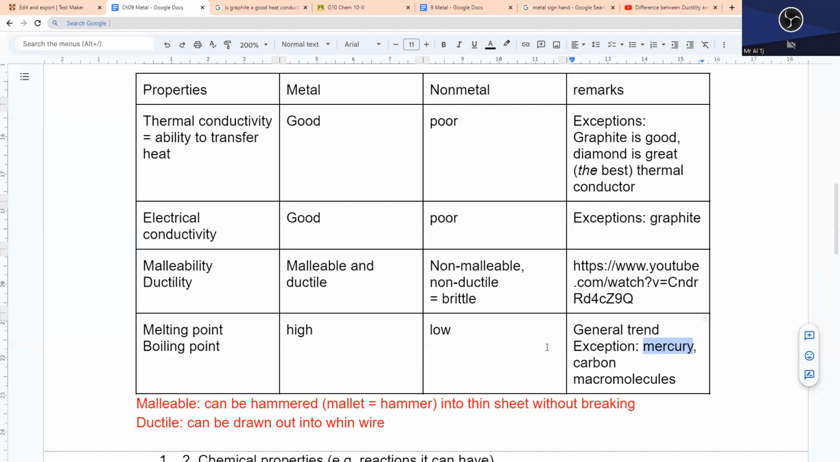About the non-metal here, most non-metals have low melting and boiling points, except for macromolecules. Macromolecules of non-metals are going to have a high melting and boiling point. A very good exception, as usual, is carbon. Carbon macromolecules, such as graphite and diamond, will have a high melting and boiling point. In fact, diamond, besides being the hardest substance known to humans, also has the highest melting point. It actually doesn't melt. It is going to decompose and turn into gas.